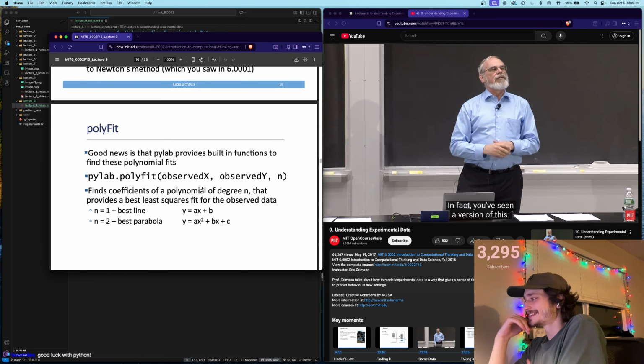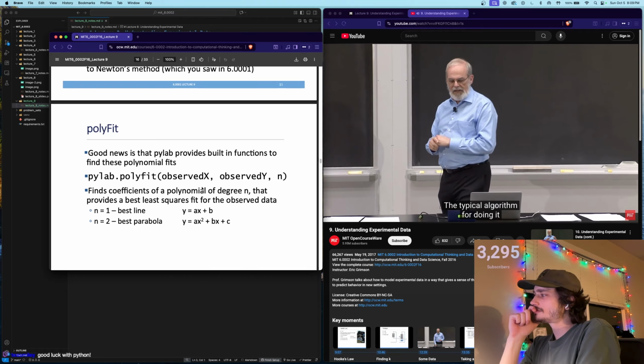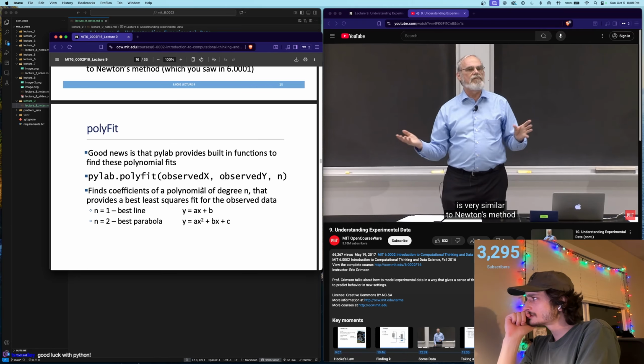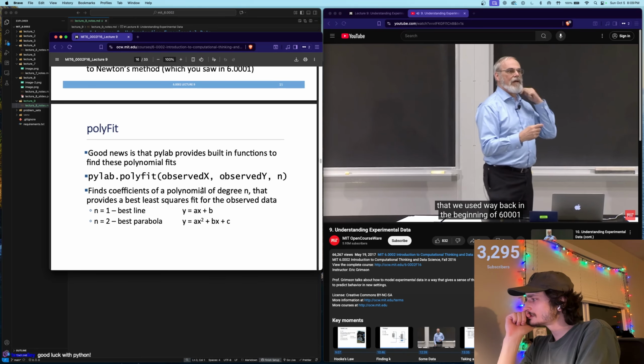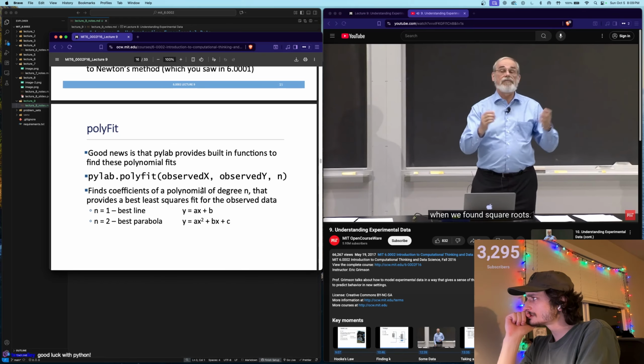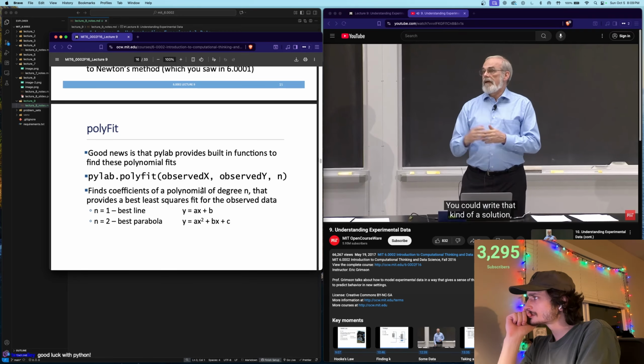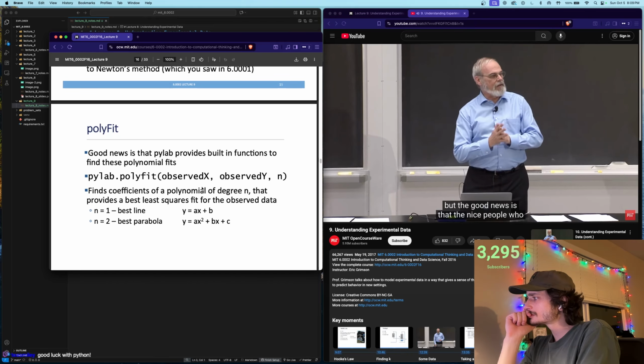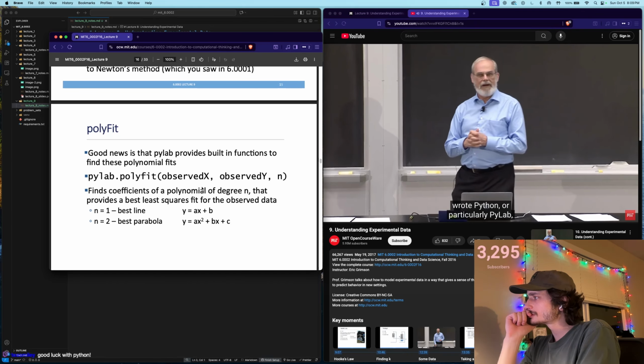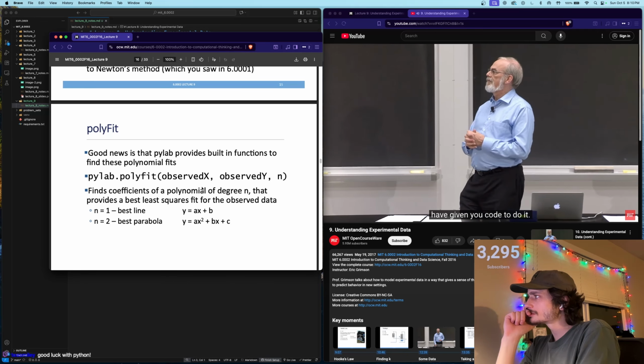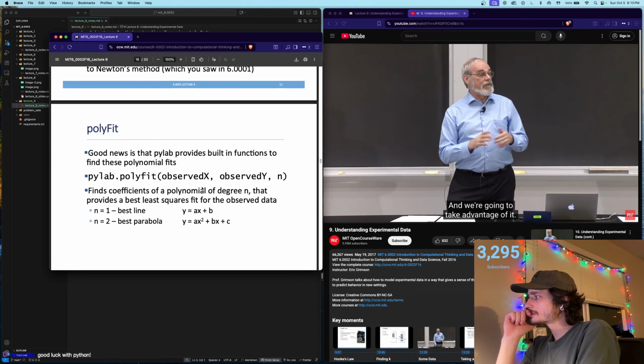In fact, you've seen a version of this. The typical algorithm for doing it is very similar to Newton's method that we used way back in the beginning of 60001 when we found square roots. You could write that kind of a solution, but the good news is that the nice people who wrote Python, or particularly PyLab, have given you code to do it. And we're going to take advantage of it.